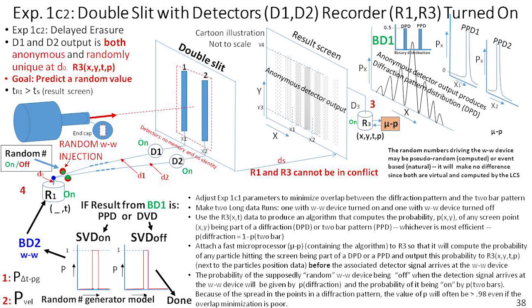Now, this should be impossible according to standard physics. You shouldn't be able to predict how a particle will leave a nucleus in a radioactive decay. But we're going to do that. So we'll predict it because of this microprocessor that we have, which will be telling us what part of the pattern it's in. And if it tells us it's in a diffraction pattern, then we'll predict that the random which way data injection is off. And if it tells us it's going to be in a particle pattern, we'll predict that the random which way injection device will be on.